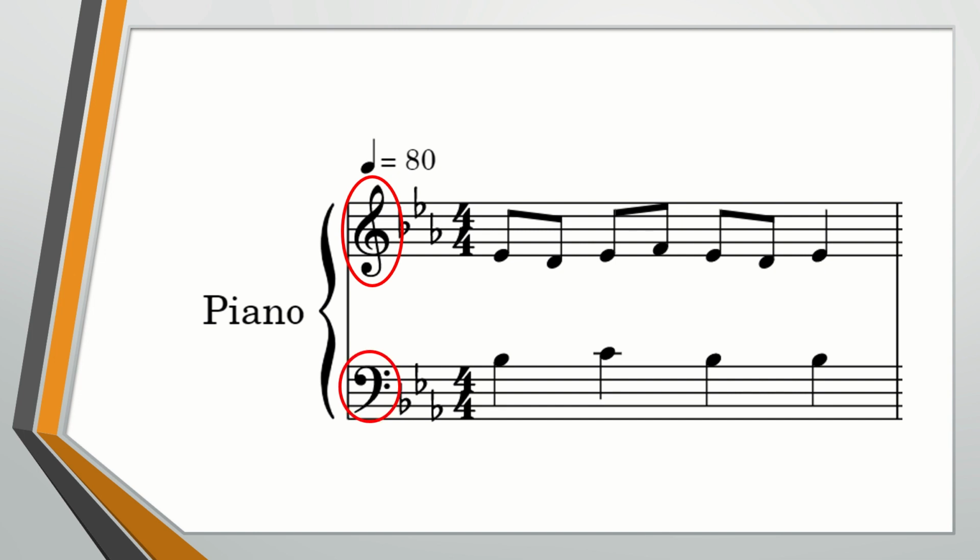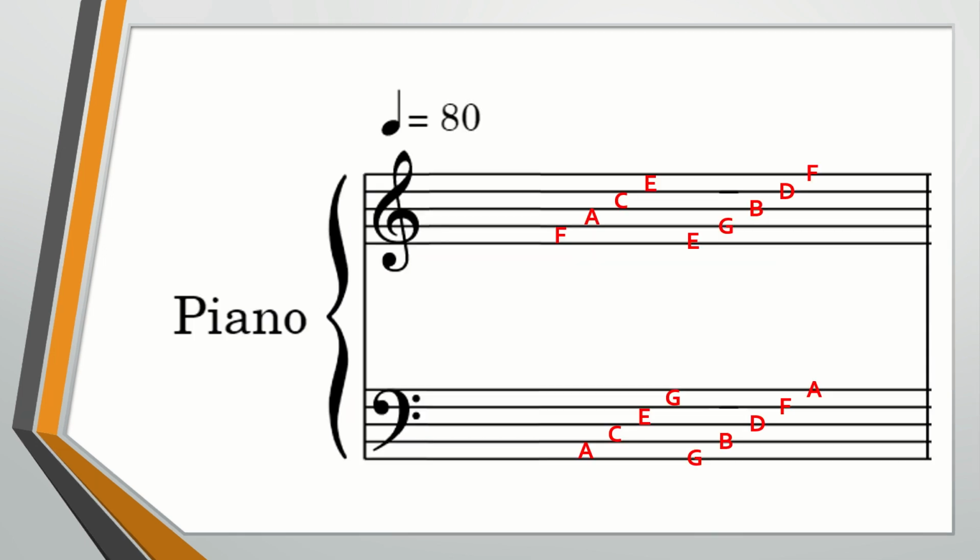The second line from the bottom of the treble clef is the G line. That is why the treble clef can also be called the G clef. Similarly, the second line from the top of the bass clef is the F line. This clef can also be called the F clef. Here are all the note positionings, so if you would like to study them, you can pause the video and do so.